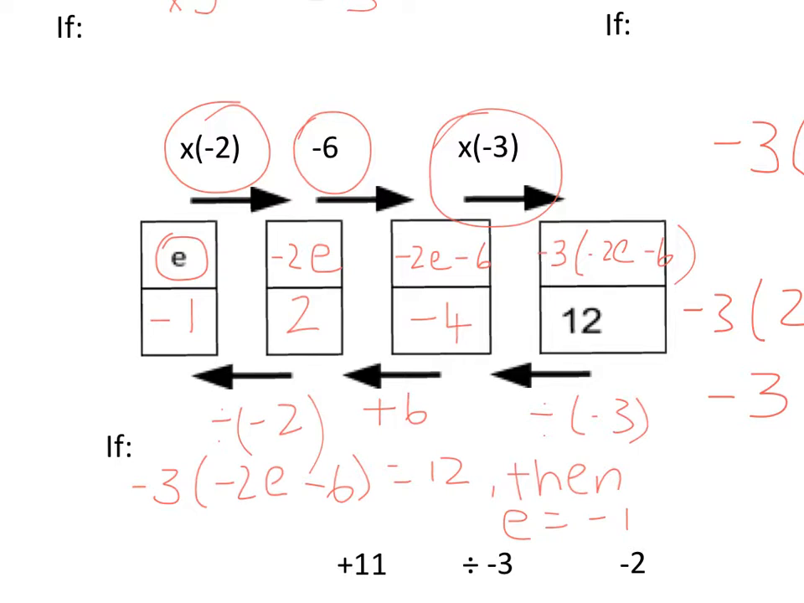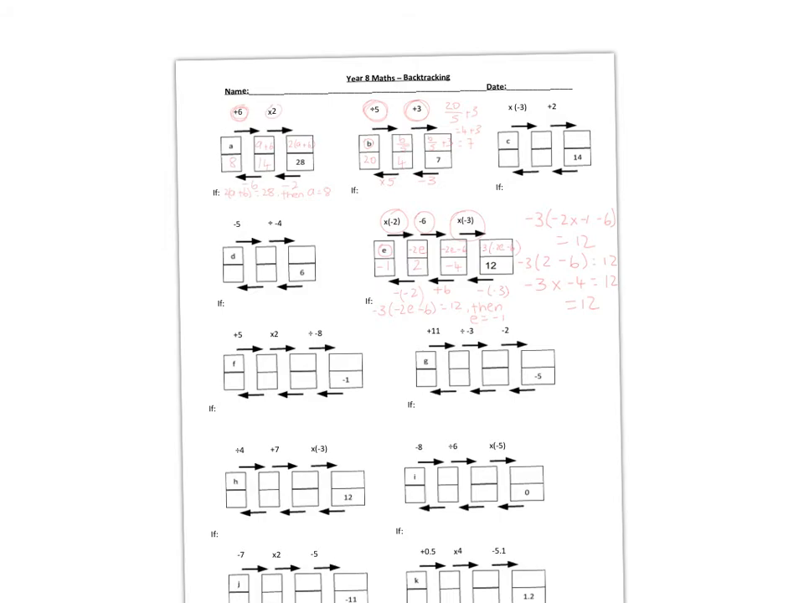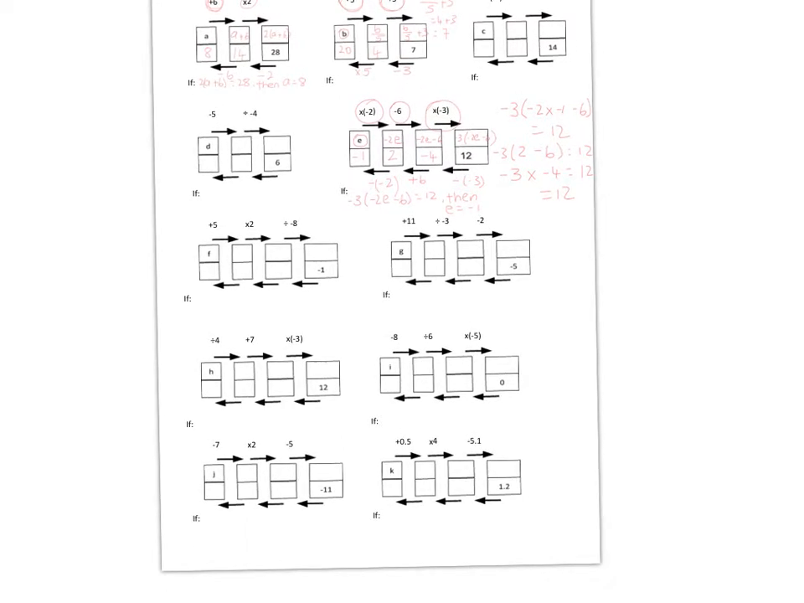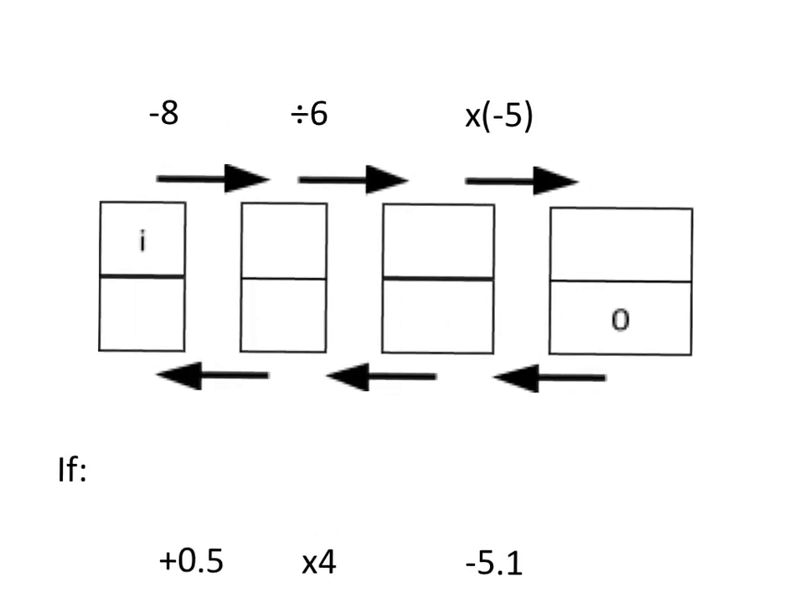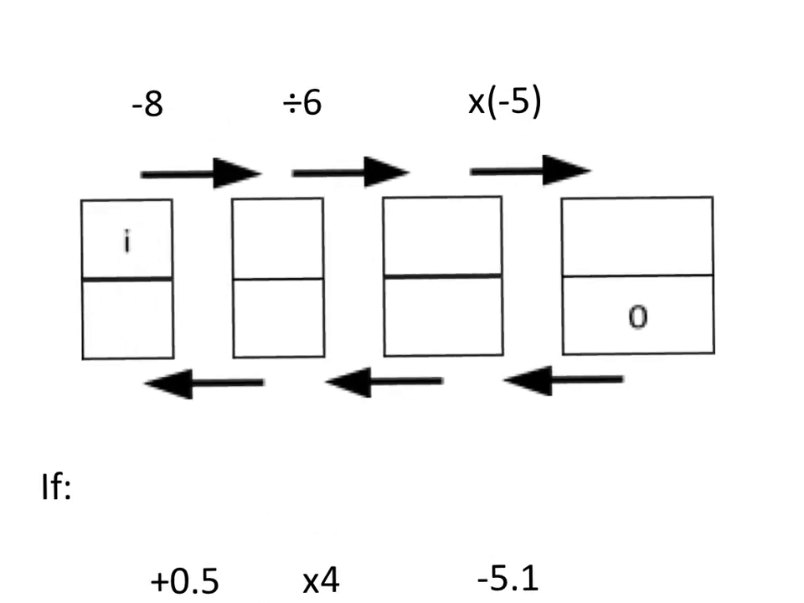Alright, we are going to do one more, and then we're going to move on to equations, which is what this is all about. Let's see, which one shall we do? Let's do this one here with a 0, because that might be a bit confusing for a few people. Alright, we need to find I, and the answer for the equation is going to be 0. So let's follow the instructions.